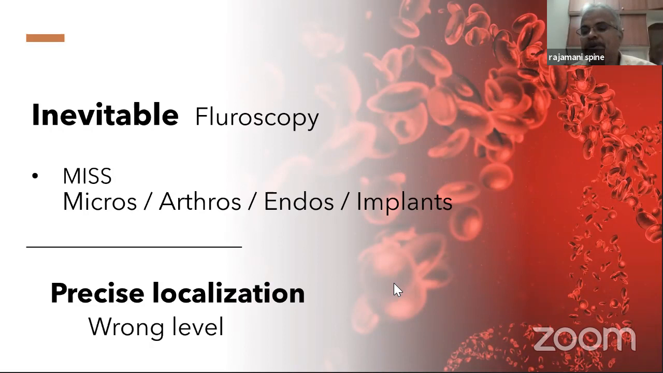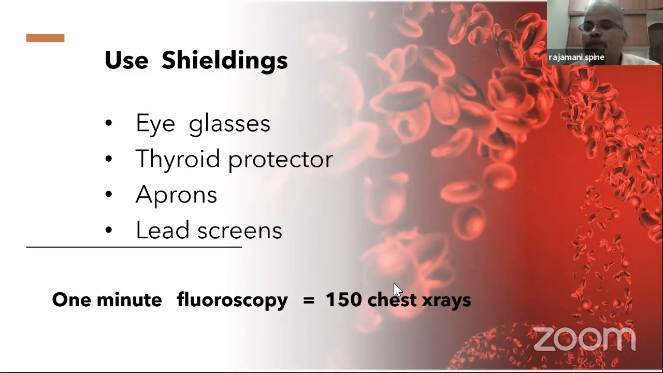If somebody asks me what the complications of spine surgery are, whether open or endoscopic, I will say the complication is wrong level, wrong level, wrong level. That is the commonest complication you get. So precise localization is very important, and for that you need fluoroscopy. So first, how to protect yourself.